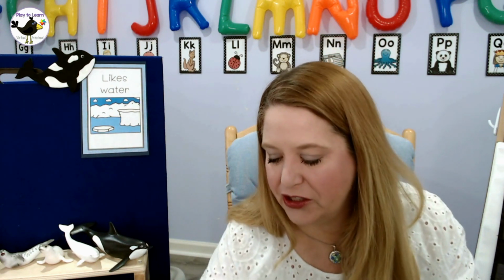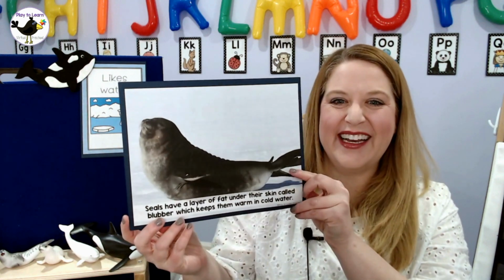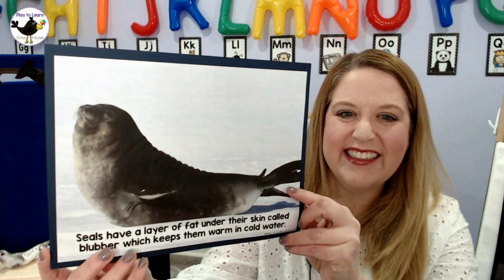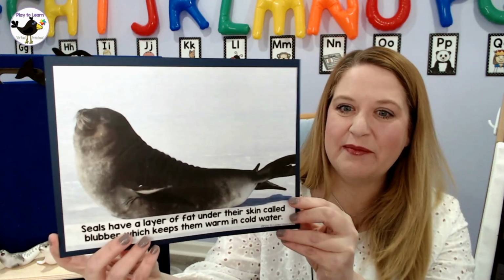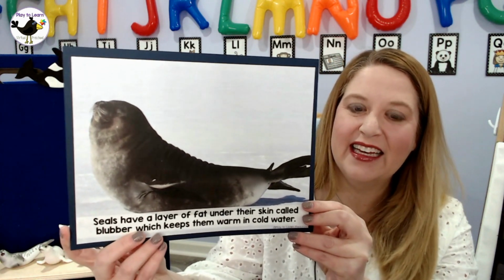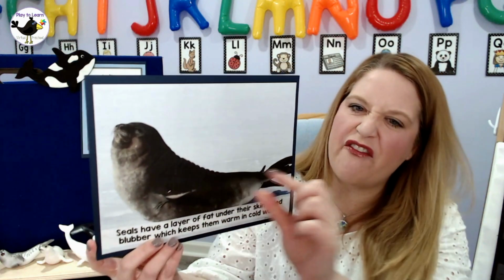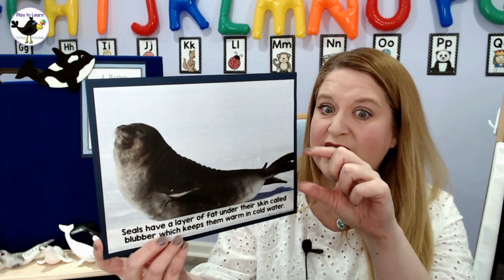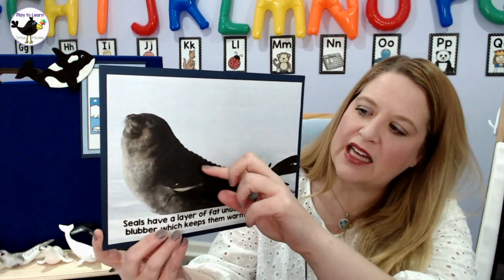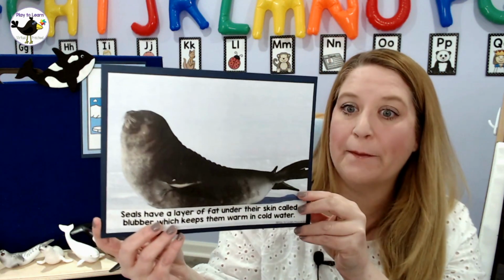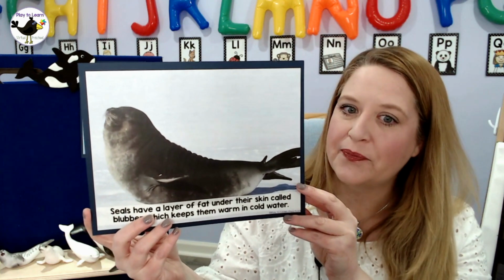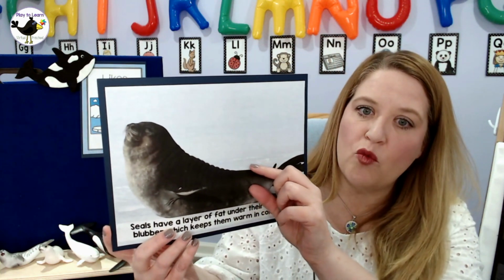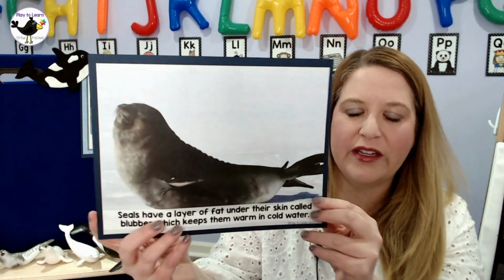I have 2 pictures to show you. This one is a seal. Do you see that seal? Have you ever seen a seal? Maybe at a zoo or on TV? Seals have this layer of fat. Their skin is really super thick because underneath they have this layer called blubber. That's kind of a fun word. Can you say it? Say blubber. And the blubber keeps them warm. It protects them from the cold air.